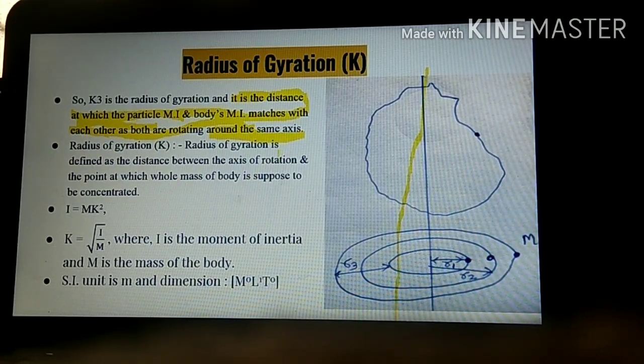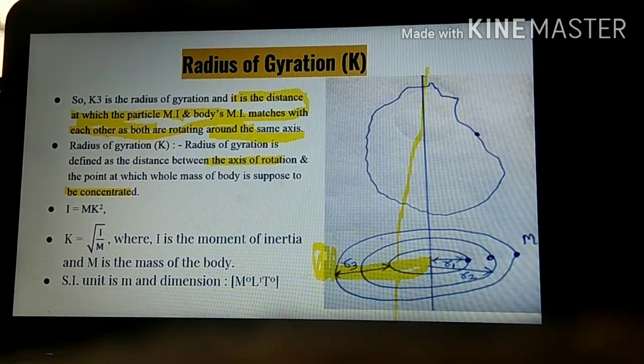What is the radius of gyration? It is the distance between the axis of rotation and the point at which the whole mass of the body is supposed to be concentrated. See over here, this is the point at which the whole mass of the body is supposed to be concentrated, and it is the distance from the axis of rotation.